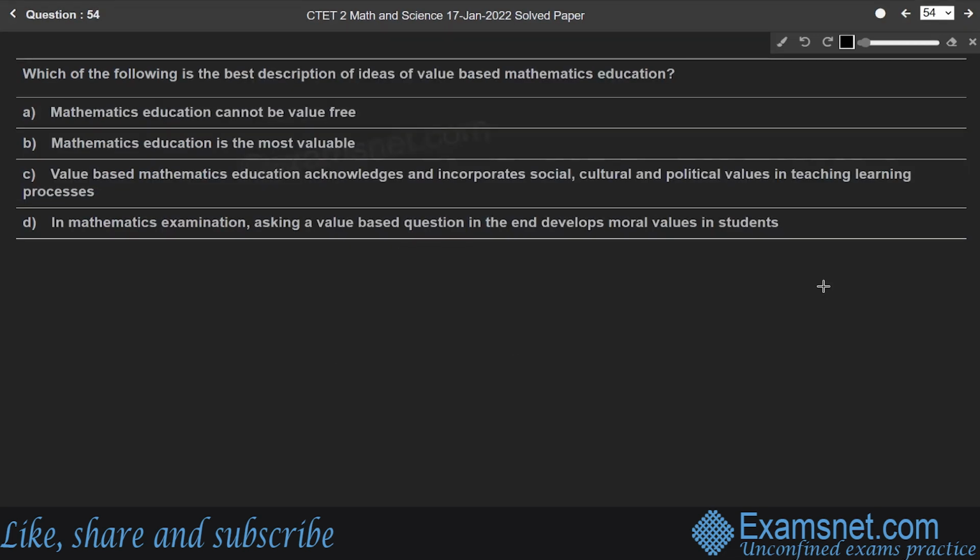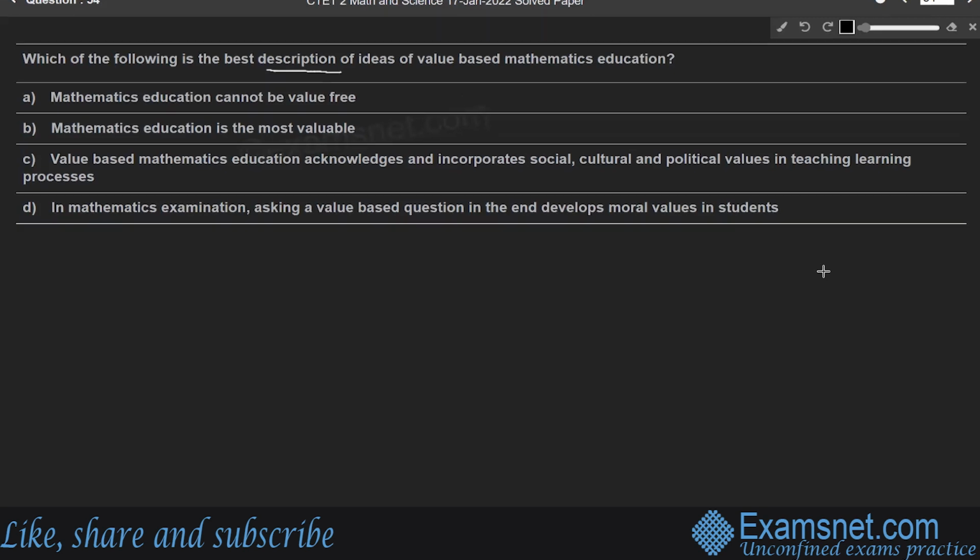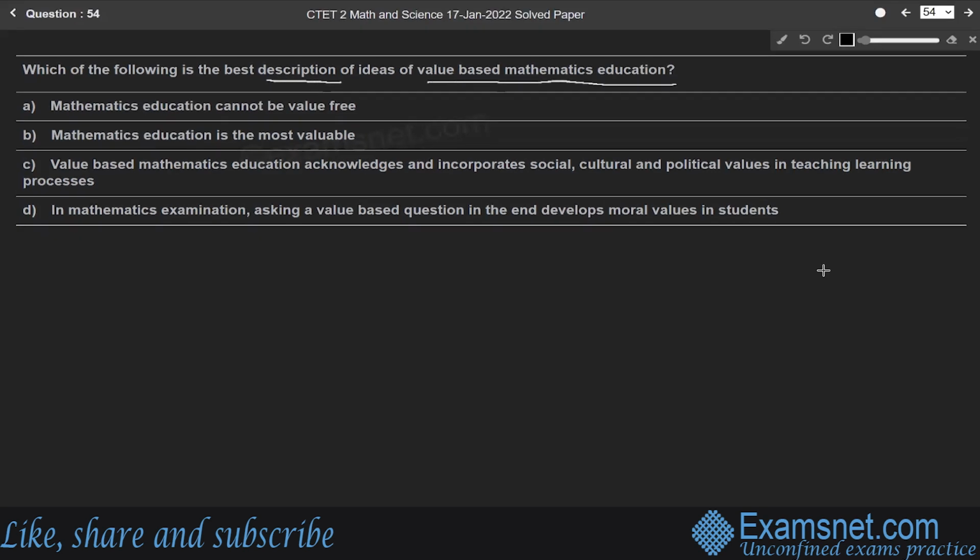Question 54. Which of the following is the best description of ideas of value-based mathematics education? So value-based mathematics education is a method of teaching that is based on values. It fosters a positive learning atmosphere that improves academic performance while also developing students' social and relational skills. So here in option C, value-based mathematics education acknowledges and incorporates social, cultural, and political values in teaching learning processes. So which is the right answer?